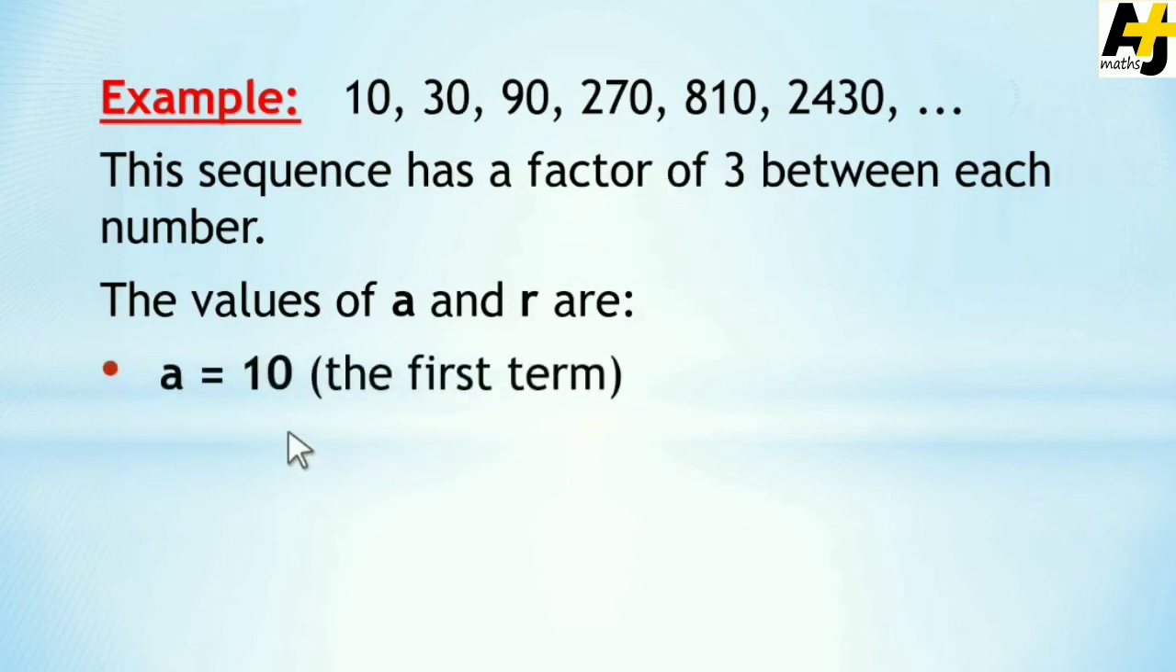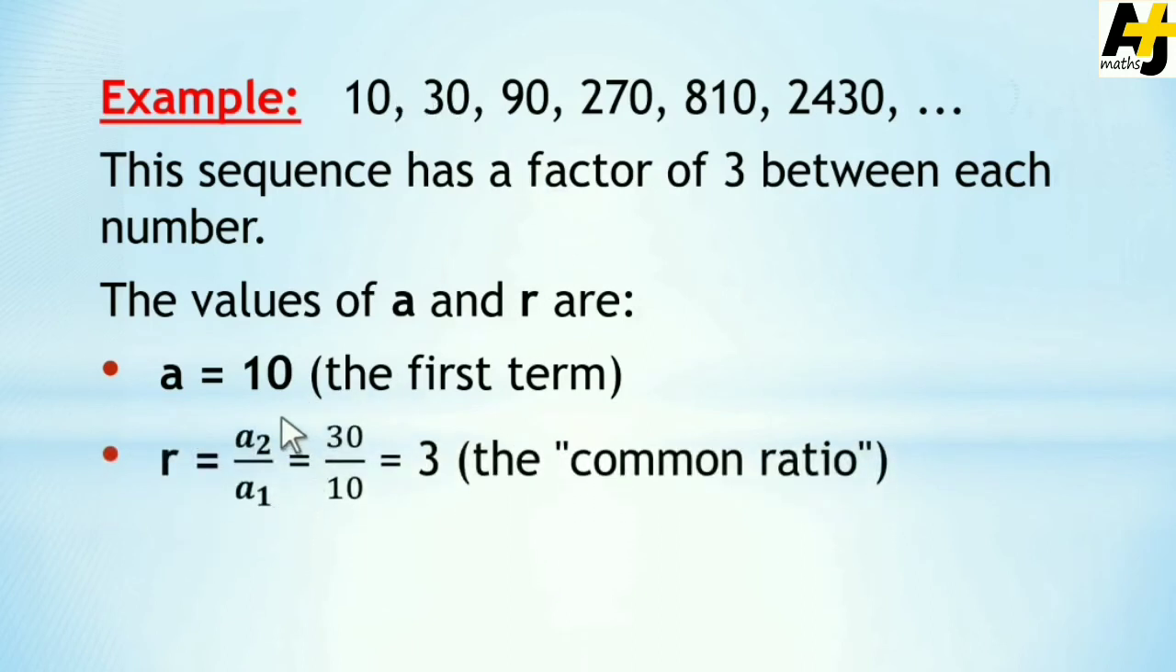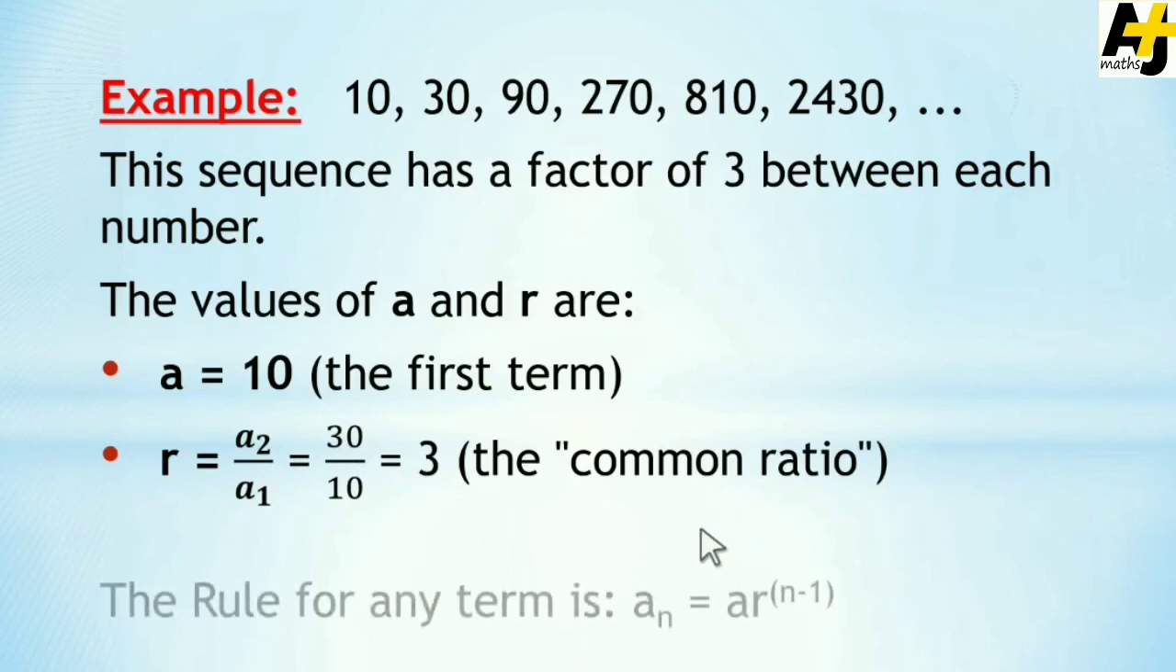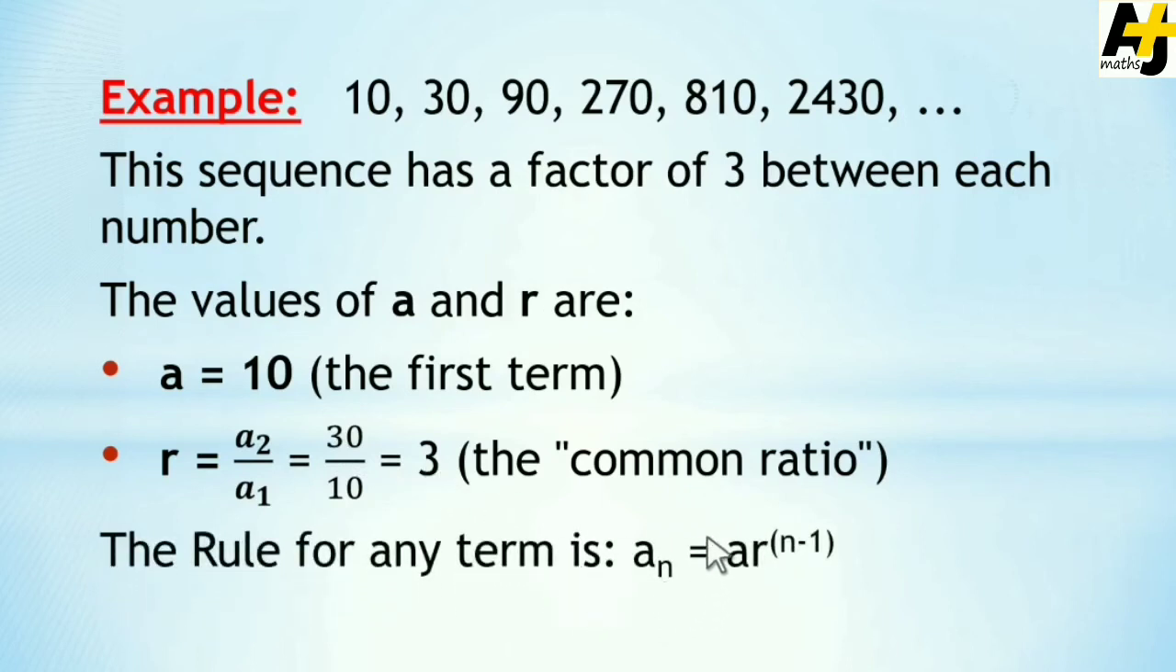So A is the first term, which is 10, and R, we know the formula, R equals A2 over A1, the second term divided by the first term. After simplification we get 3, the common ratio. The rule for any term is, as we know, the general term A_n equals A R^(n-1). Comparing this formula with the above sequence, A_n equals 10 multiplied by 3^(n-1), where 10 is the first term, 3 is the common ratio we calculated, and N is the number of terms. So this is the rule for the above example.